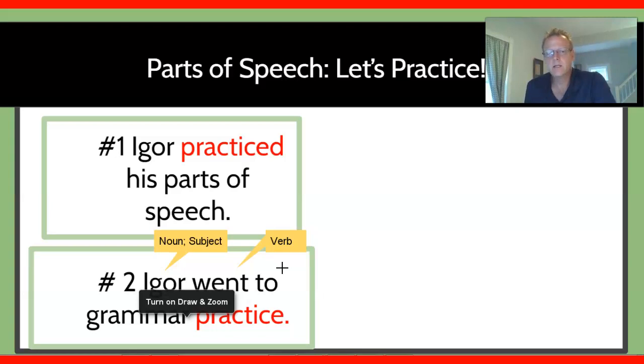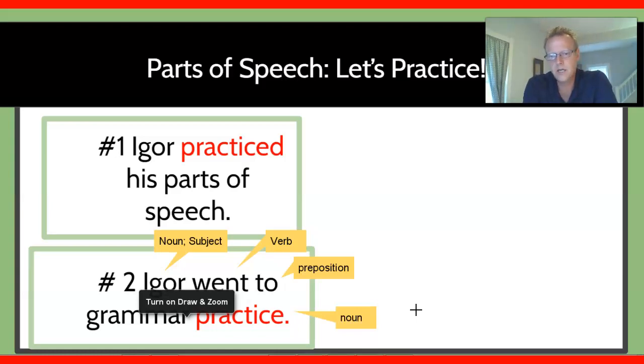to grammar practice. Igor went what? To grammar practice. In this particular situation, hey, guess what? Can you decide what to is? It's a preposition. Okay? Misspelled that. Let me get that I in there. Preposition. It shows the relationship between two nouns, Igor and... Ooh, guess what? It led us to the answer of this, practice. Practice is the object of the preposition, to grammar practice.